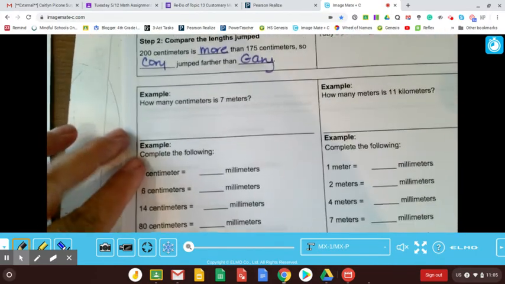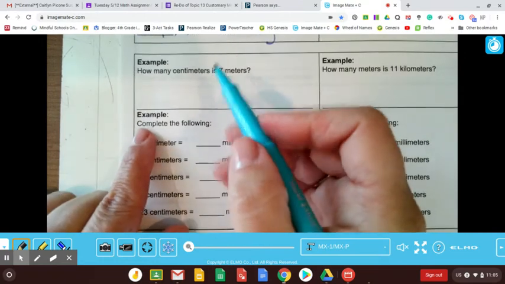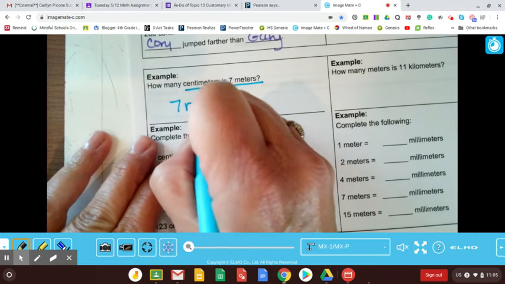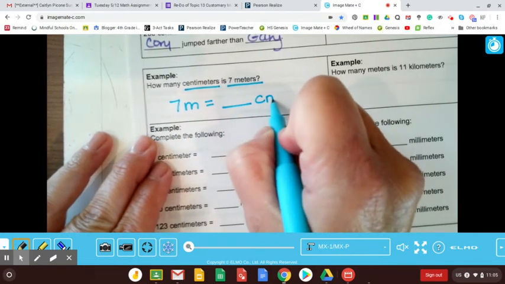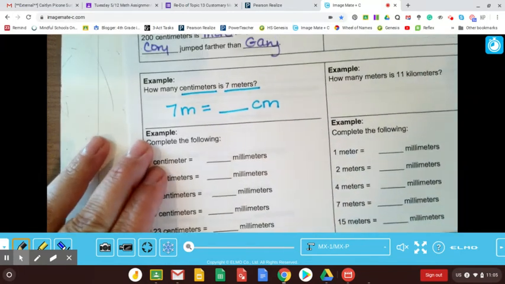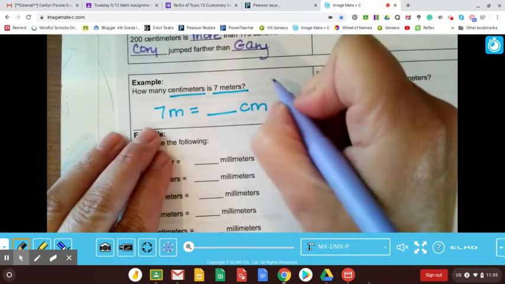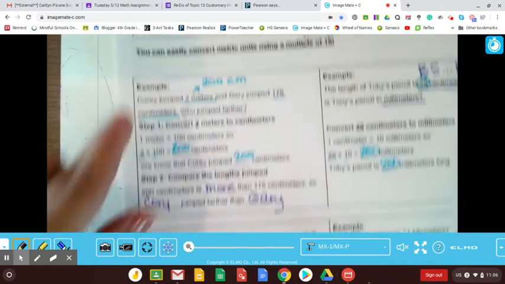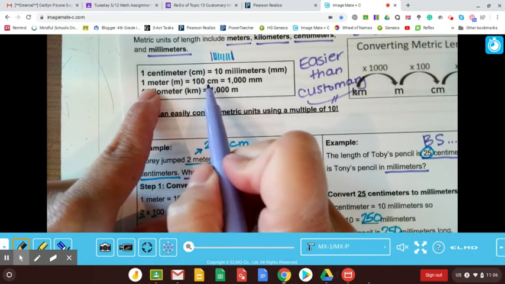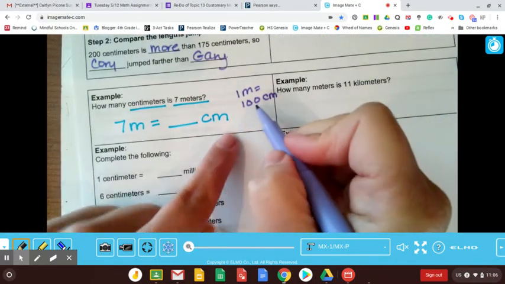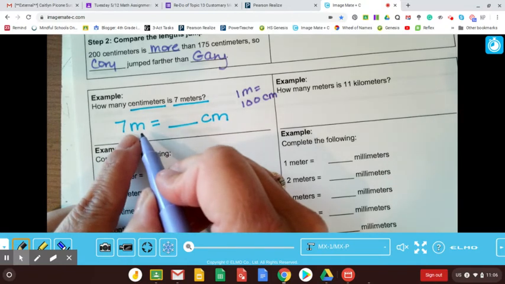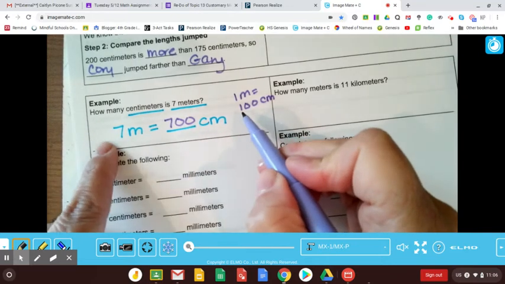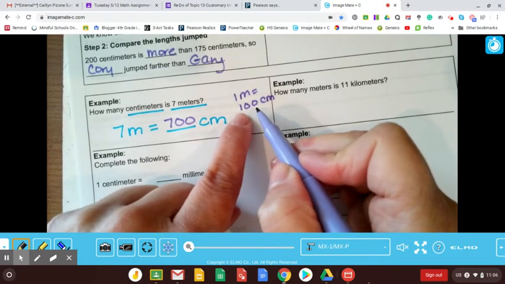Okay, moving down to another example. How many centimeters is 7 meters? So here we're taking 7 meters and we want to know how many centimeters it is. Well, I know that in 1 meter, there's 100 centimeters. How do I know that? If I go back and look, 1 meter is 100 centimeters. So that means that in 7 meters, I would have 700 centimeters. I multiplied 7 times 100 and got 700.